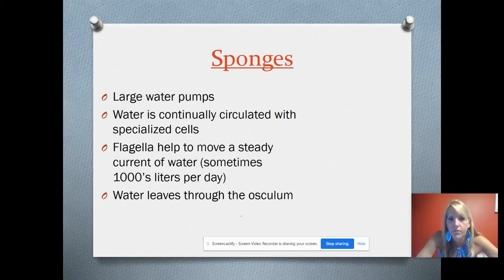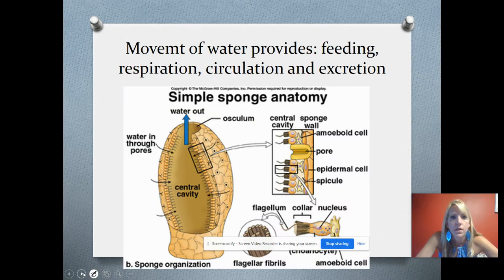That's how you spell osculum, if you're wondering. Osculum. So that's the top of the sponge that the water leaves through. Water enters into the pores. So like right here. Out of the pore here, right here. So here's a pore. So water goes in through the pore.